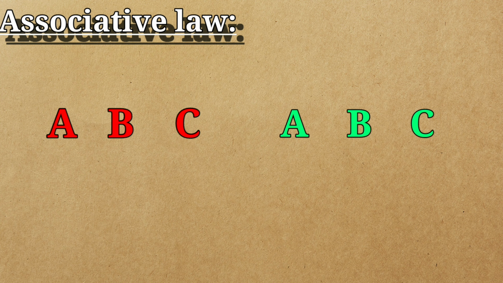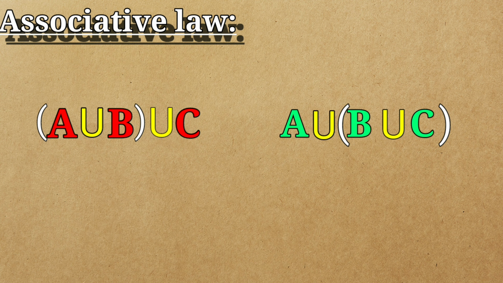Second one is associative law. For this, let us take three sets A, B and C in the same order two times. A, B, C, A, B, C. Now for the first set, let us find union between A and B. Later, let us find union between the A union B and C. Come to second set. First let us find union between B and C. Later let us find union between A and B union C.